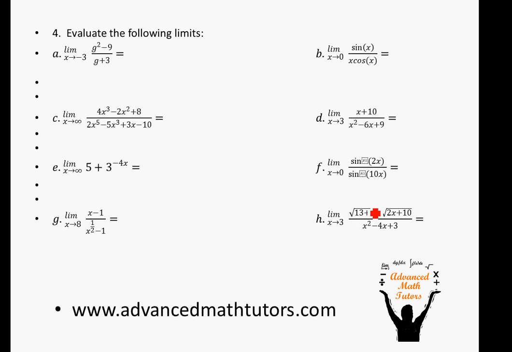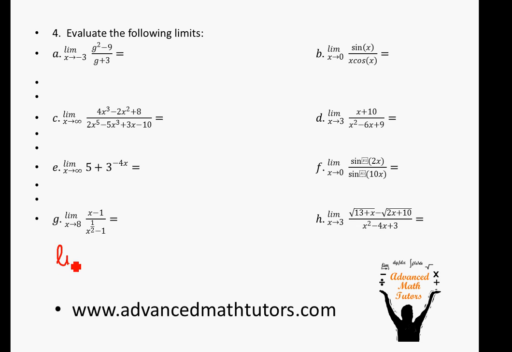Anyway, x is going to 3. We're going to plug it in. We get the square root of 16, which is 4, minus the square root of 16, so that cancels out, and on the bottom we're going to get 9 minus 12 plus 3, so we get 0 over 0. Okay, of course. What we're going to do here is multiply by the conjugate, because we have these square roots.